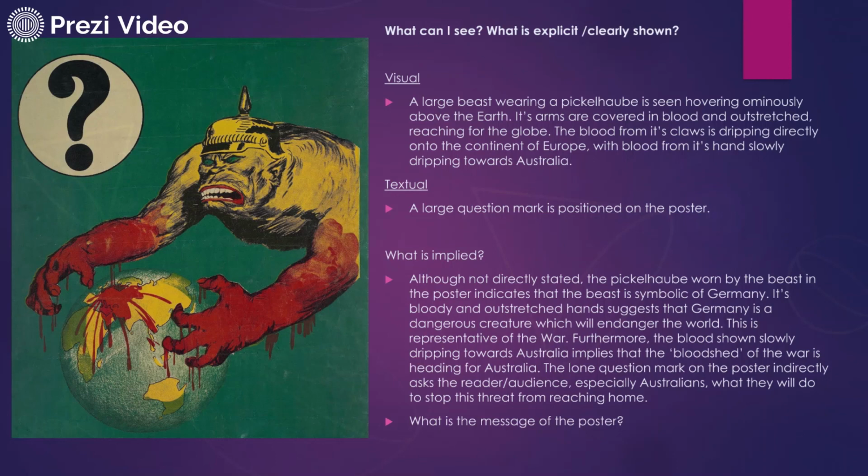So these have been two examples where we have been able to look at explicit and implicit meaning. I hope this has helped you understand this concept, and we're going to look at this a little bit further in some of our other activities.